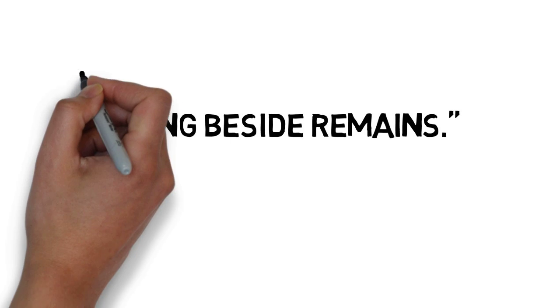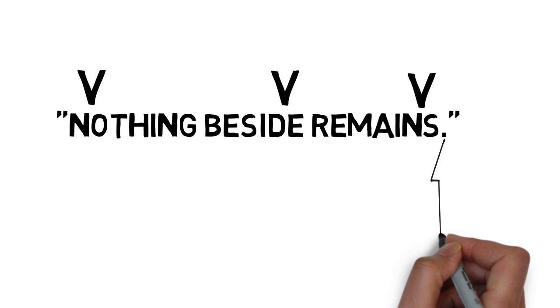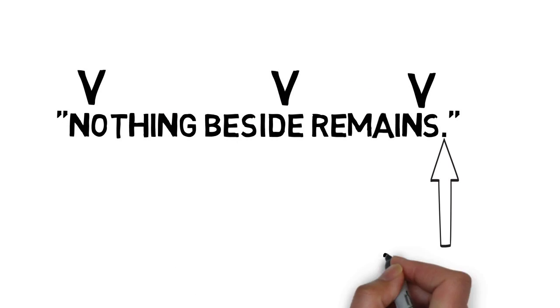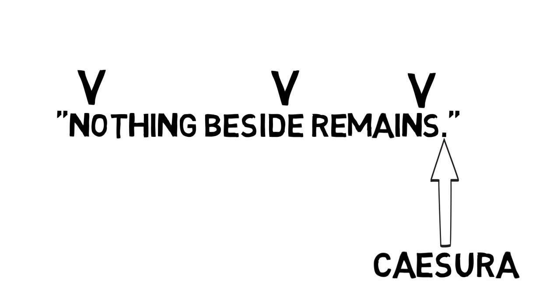In the line directly after the Pedestal quote, we're told that nothing beside remains. Now, you'll get really good value from memorising this quote. It's great as an example of a line which is not written in iambic pentameter, nothing beside remains, and the caesura here emphasises the permanence of Ozymandias' descent from power.